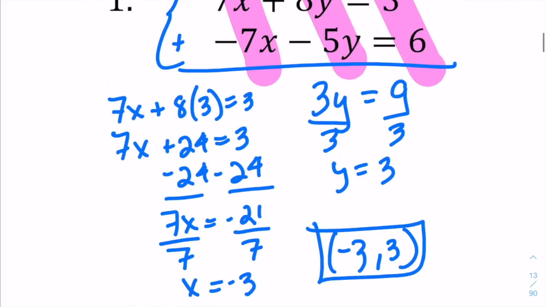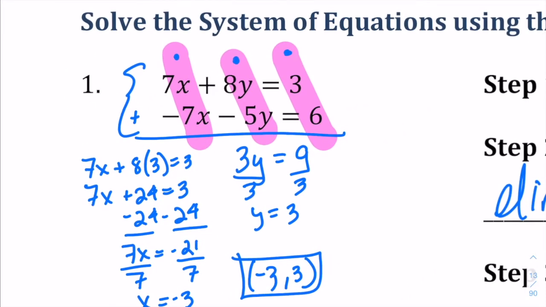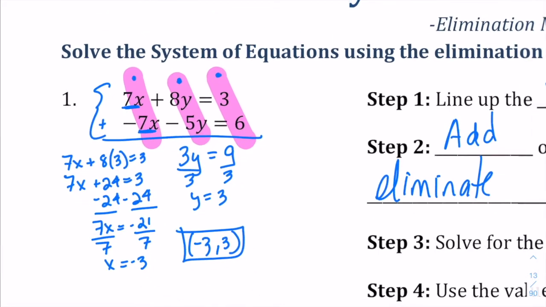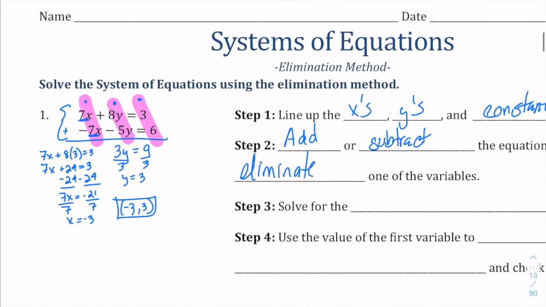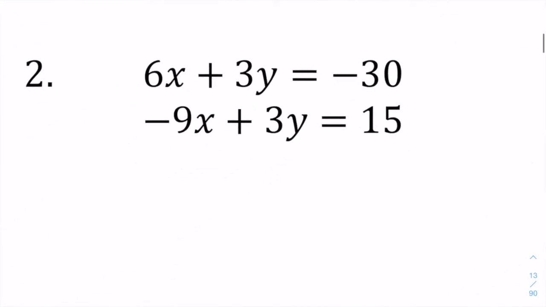Terrific. Now, you might be thinking, that seemed too good to be true. Well, it was a little nice that when we looked at the equations, we had 7x and negative 7x there. So we had to identify that pattern, and that told us that adding them would eliminate the x's. We said in step 2 that we could add or subtract, so let's go ahead and look at example 2 down here.